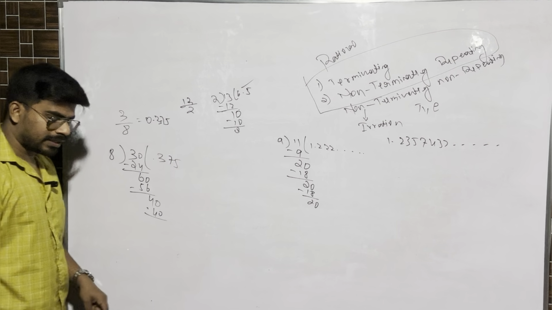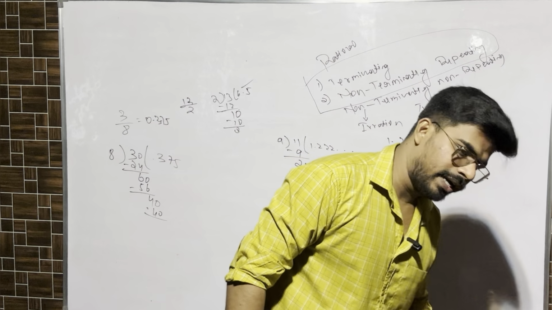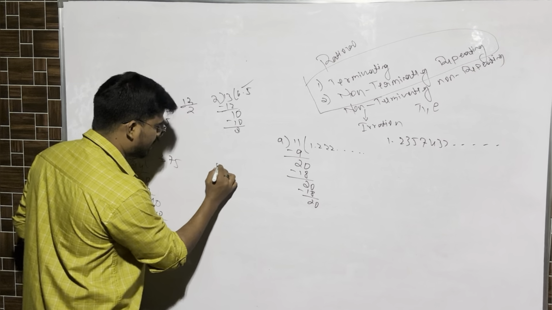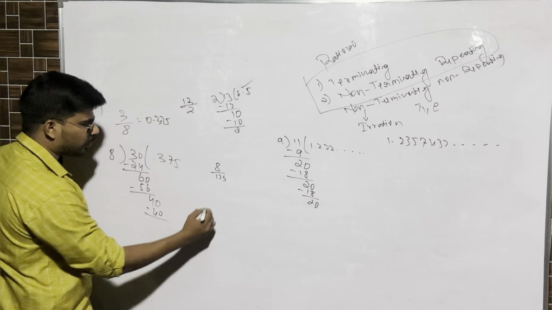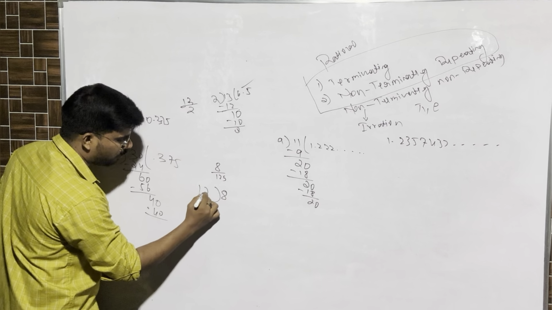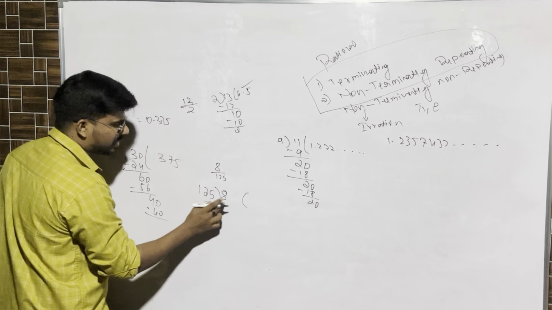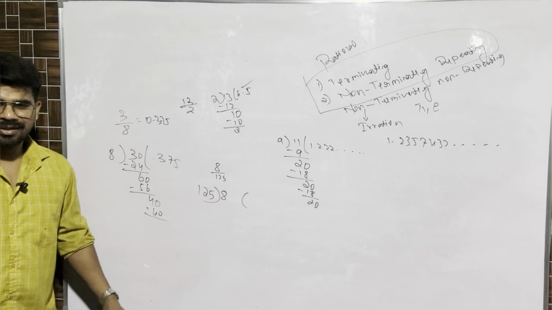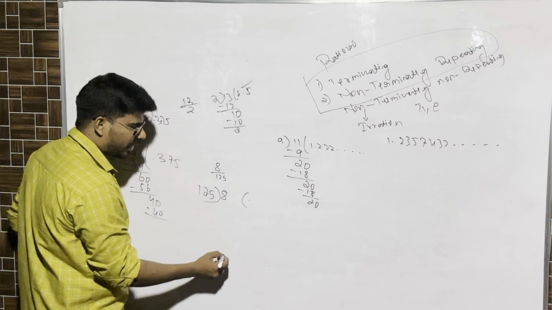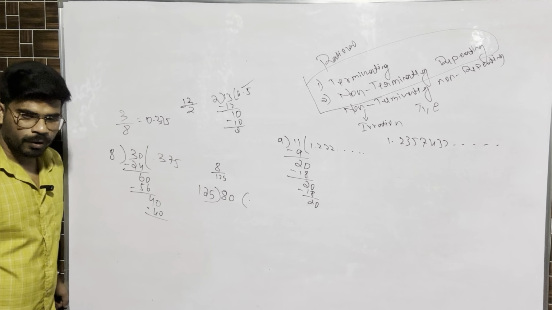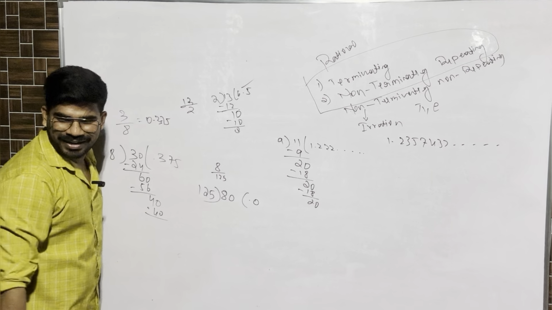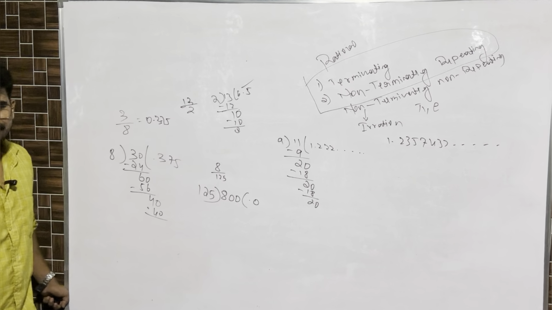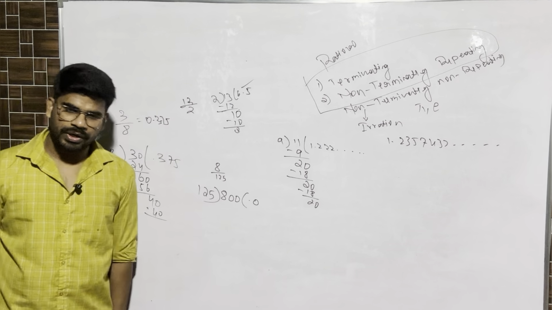Next, another example I'll take from this textbook: 8 divided by 125. We have to divide 8 by 125. Is 8 there in 125? No. First, if I put a point, I'll take a 0. Still it is smaller. Then one more 0. We have to take 0 and take a 0 here. 800. We have to check 800 in 125.